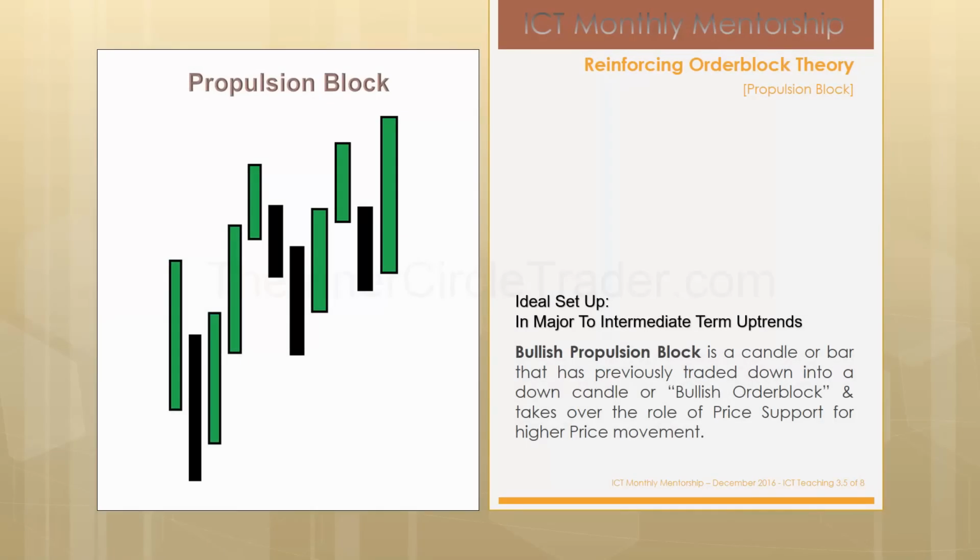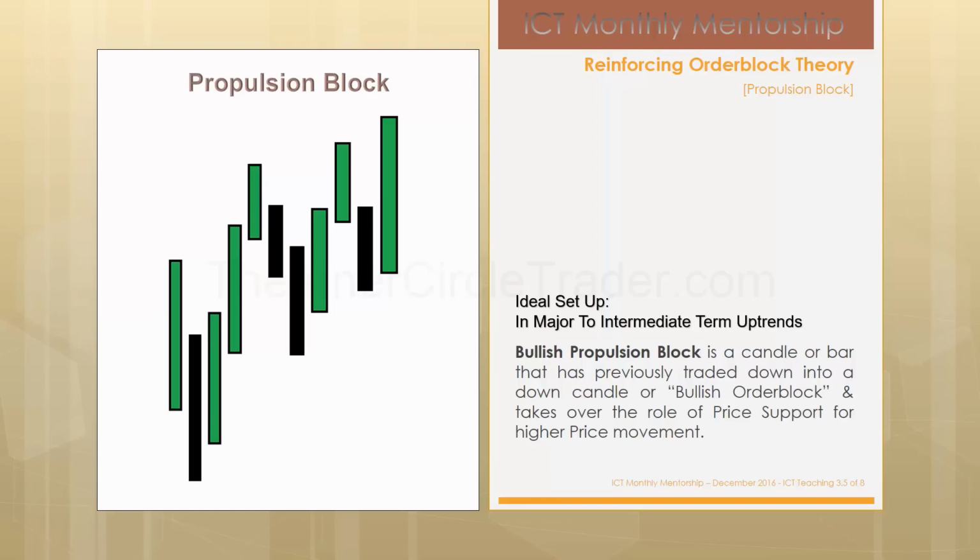Okay, folks, welcome back. And we're going to be continuing our discussion on reinforcing order block theory. This teaching, we're going to talk about propulsion blocks. And a propulsion block is a candle or bar that is previously traded down into a down candle or bullish order block and takes over the role of price support for higher price movement.